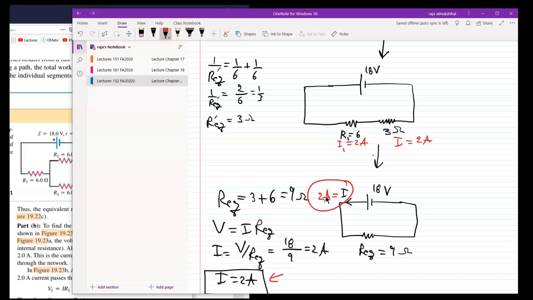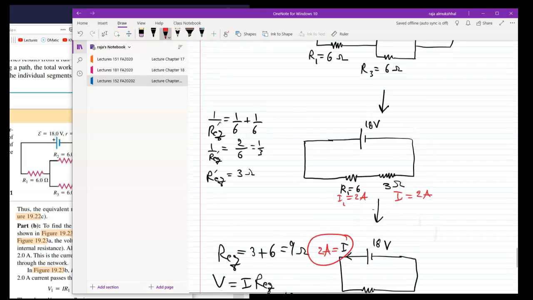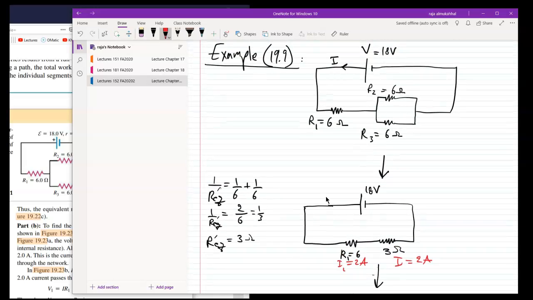Okay? Now let's go backwards again. So now I know the current through R1 is equal to 2 amp. Now I need to work on what is the current here and here. You see what I'm saying?